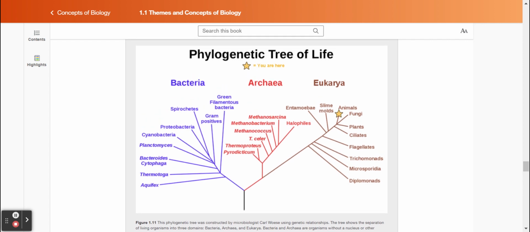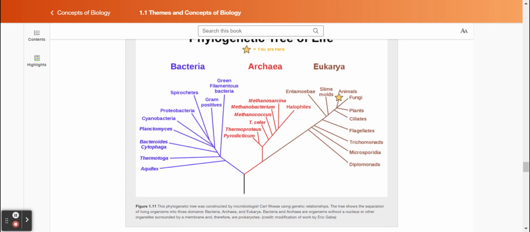Figure 1.11. This phylogenetic tree was constructed by microbiologist Carl Woese using genetic relationships. The tree shows the separation of living organisms into 3 domains: Bacteria, Archaea, and Eukarya. Bacteria and Archaea are organisms without a nucleus or other organelles surrounded by a membrane, and therefore are prokaryotes.